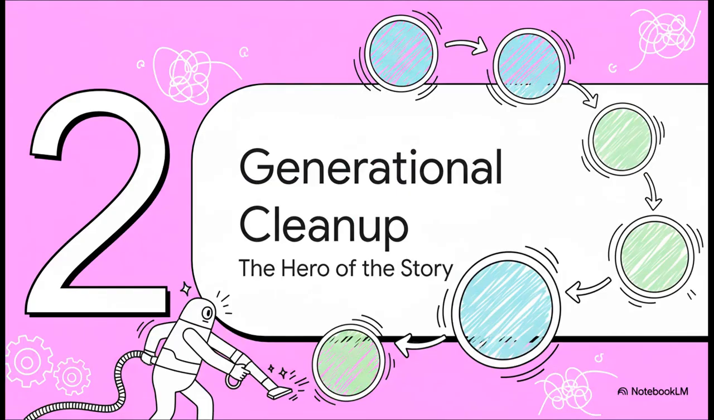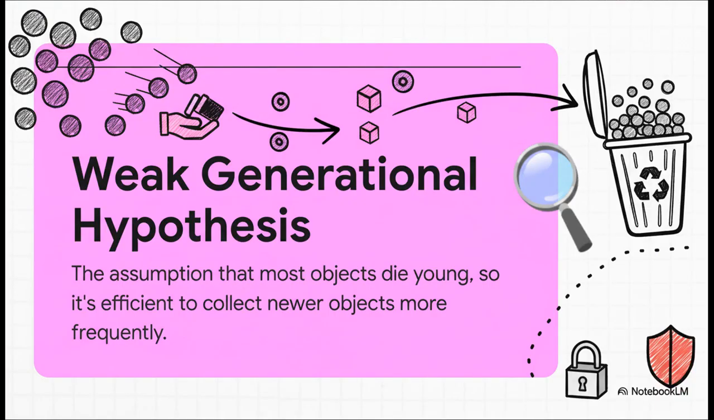So to break these kinds of cycles, Python has to call in a specialist, the garbage collector, or GC. Its entire job is to hunt down and clean up these isolated little loops that reference counting misses. Now, the secret to the garbage collector's efficiency is this brilliant yet really simple idea. It's called the weak generational hypothesis. And it's based on a key observation about how we code.